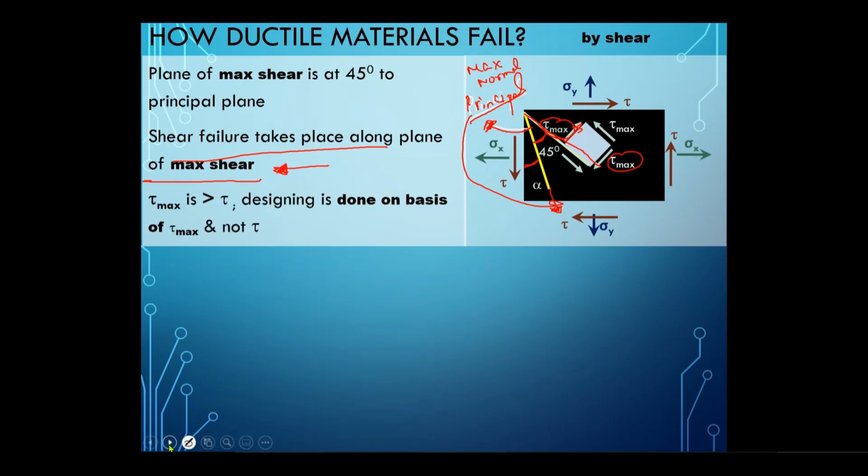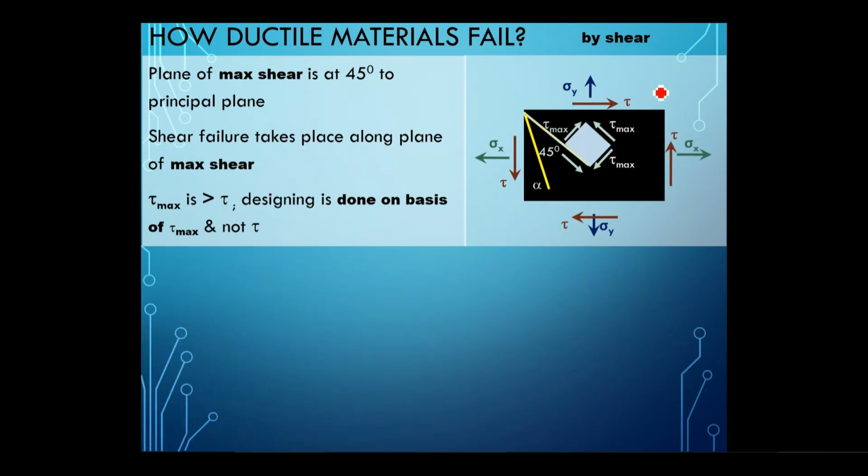So if I say that the shear stress acting on the material, this is not the maximum shear stress acting on the material. Actually, the maximum shear stress is acting at this plane within the material. So tau max is greater than the shear stress acting on the material. You have to design on the basis of tau max shear stress, not tau. We apply this on the material, but the effect is that the maximum shear stress acts within the material on this plane. So you have to design based on this maximum shear stress. Clear enough?